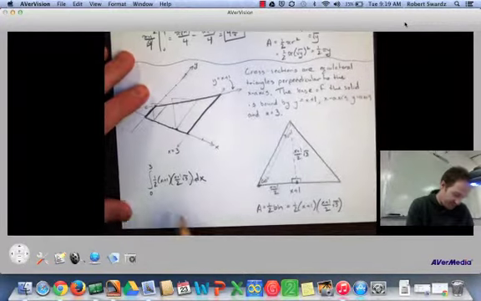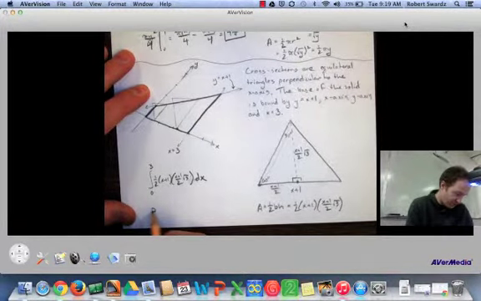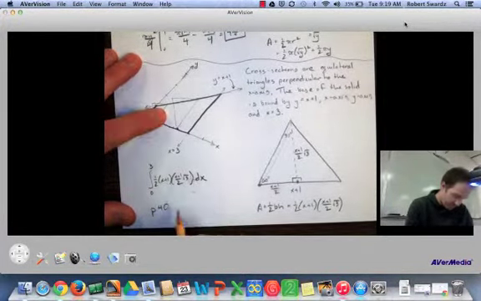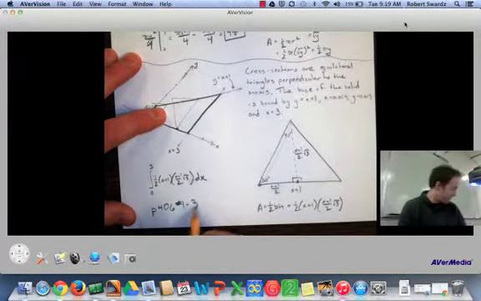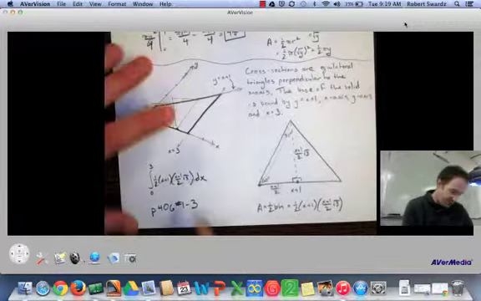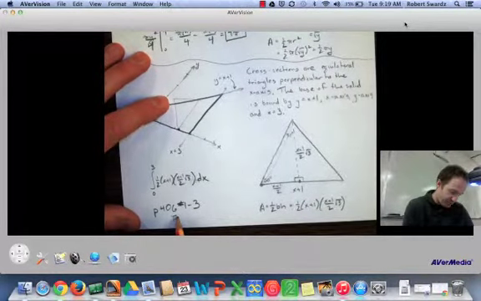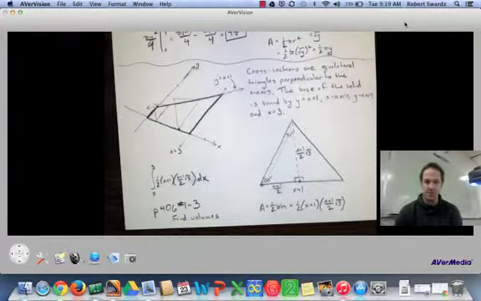Your assignment is on page 406. It's number 1 through 3. The directions don't tell you to find the volumes, but I'm changing the directions a little bit. I want you to find the volumes in numbers 1, 2, and 3.